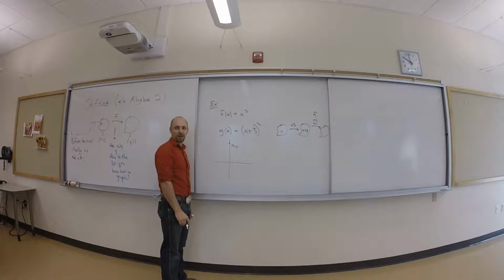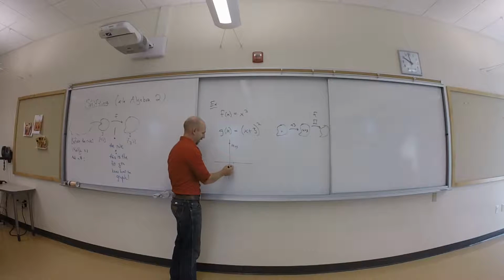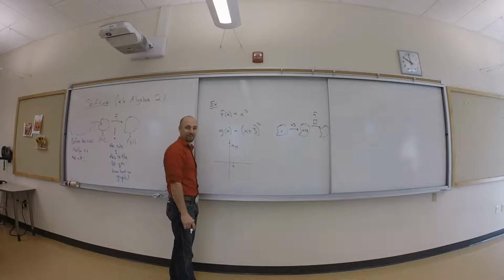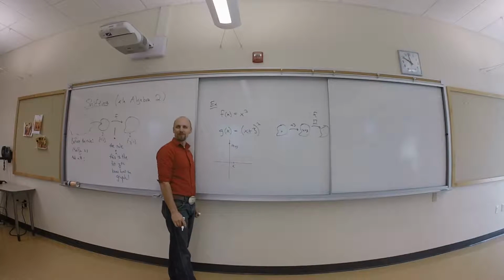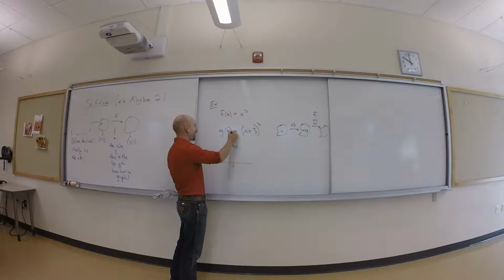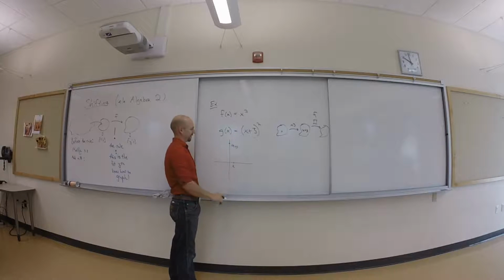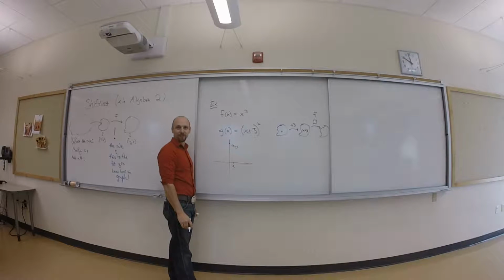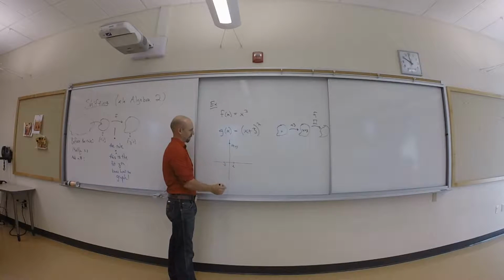If I plug in, I don't know, what's your next favorite number? 1. 1's a crap choice. It's a good favorite number. Why is 1 a bad choice here? Because I get 16, so it went up, right? And really dorked my picture. What if I went back 1? Minus 1. So I think I get 4.